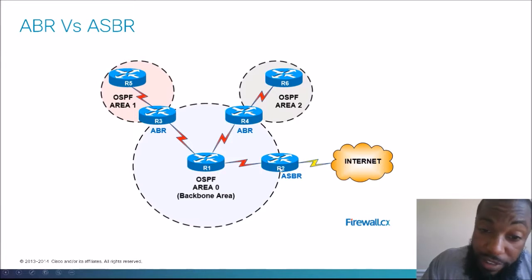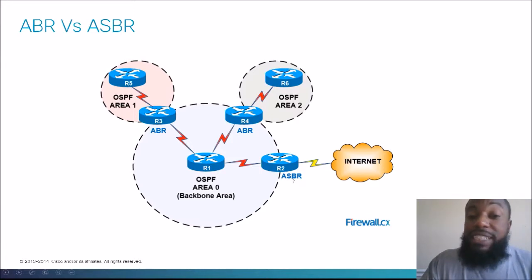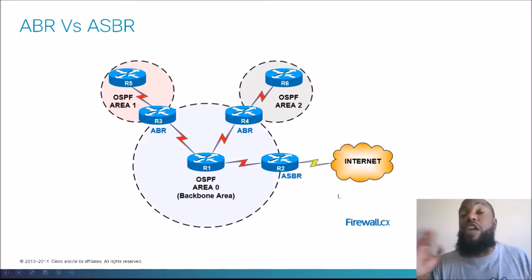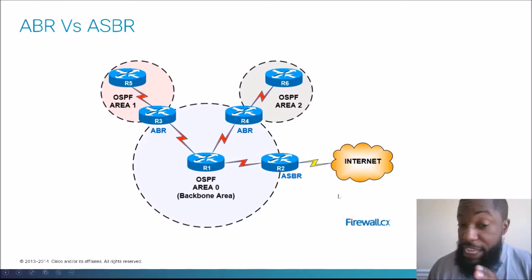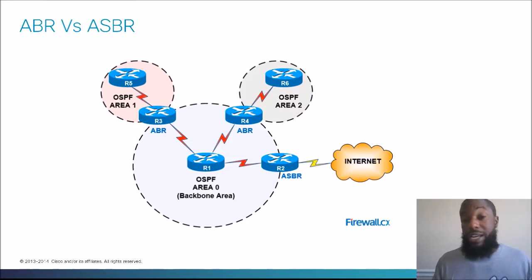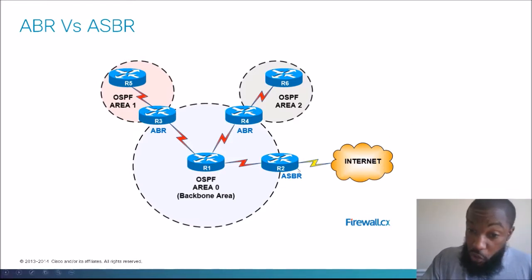Router 2, however, is different. He is an ASBR because he is an autonomous system boundary router. He is in the autonomous system of an OSPF routing protocol, but he's also on the boundary of the internet. This could have been another autonomous system, like say EIGRP. If it's the internet, it's obviously going to be BGP. That's the only routing protocol that's on the internet. But this could also have been an EIGRP domain.